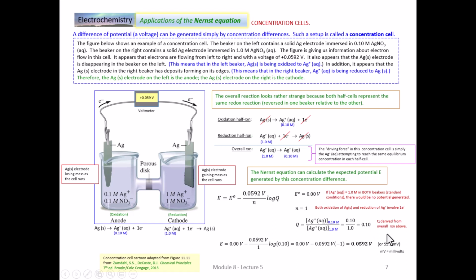So let's put in the numbers. E equals 0 volts minus 0.0592 volts over 1 times log of 0.1, which turns out to be 0.0592 volts, or 59.2 millivolts. So what we see here is that a small but measurable voltage was generated by a concentration difference on either side of a semi-permeable porous disk.